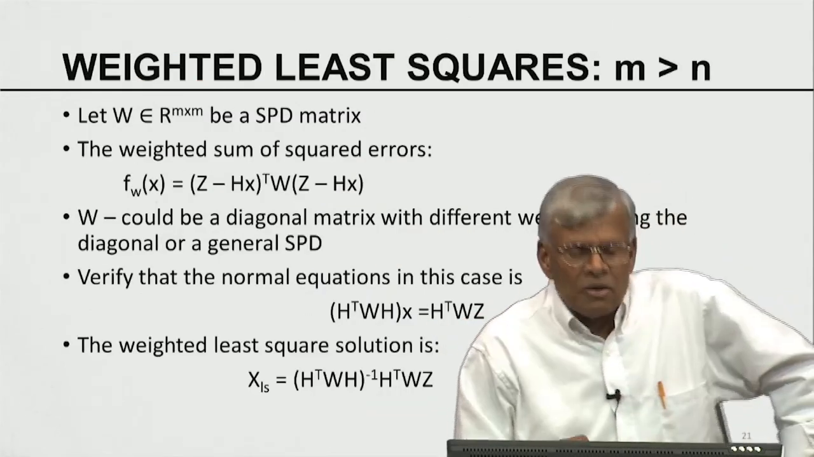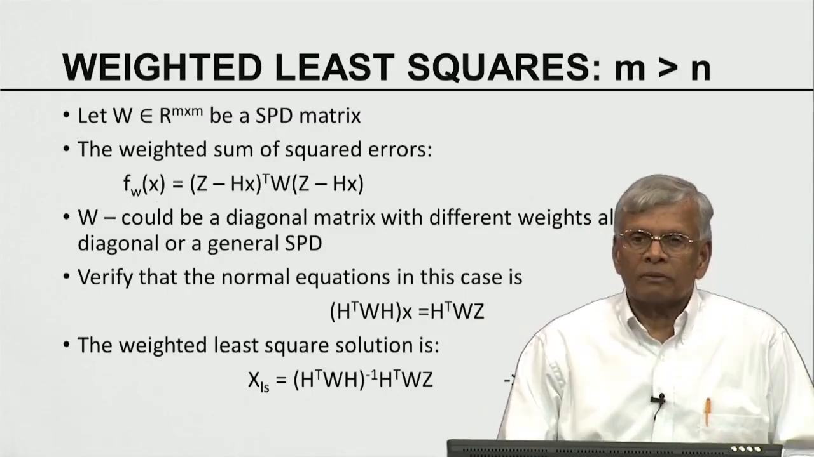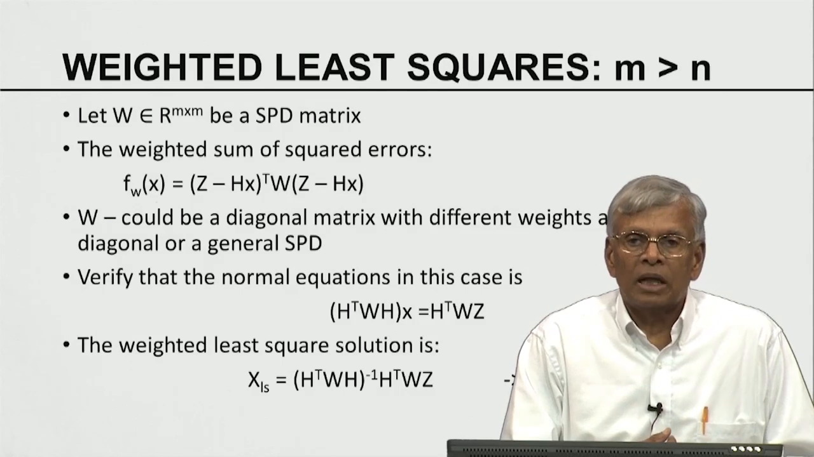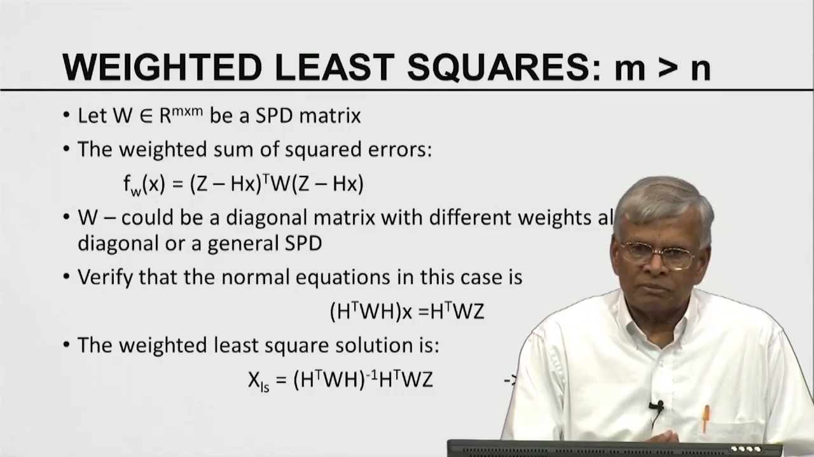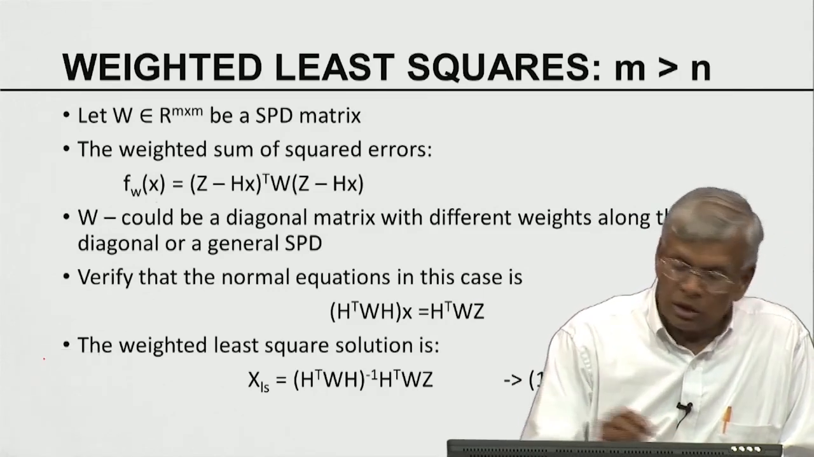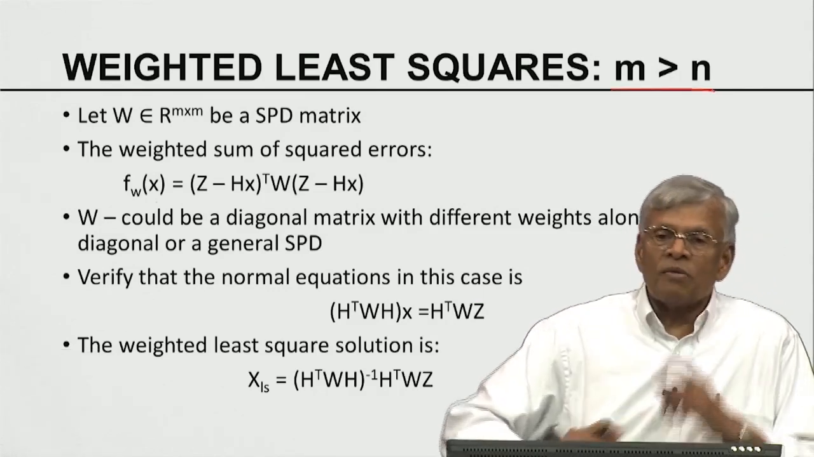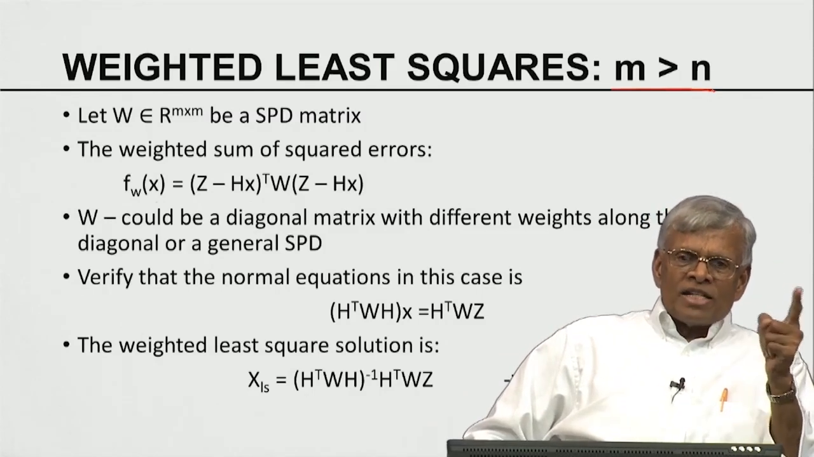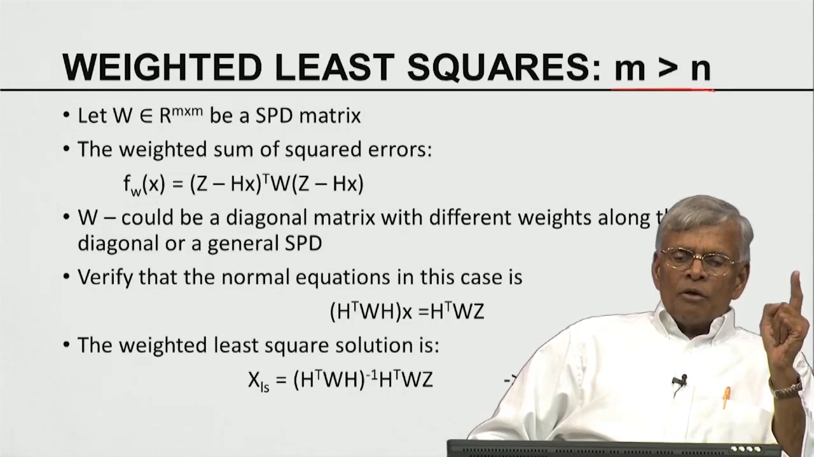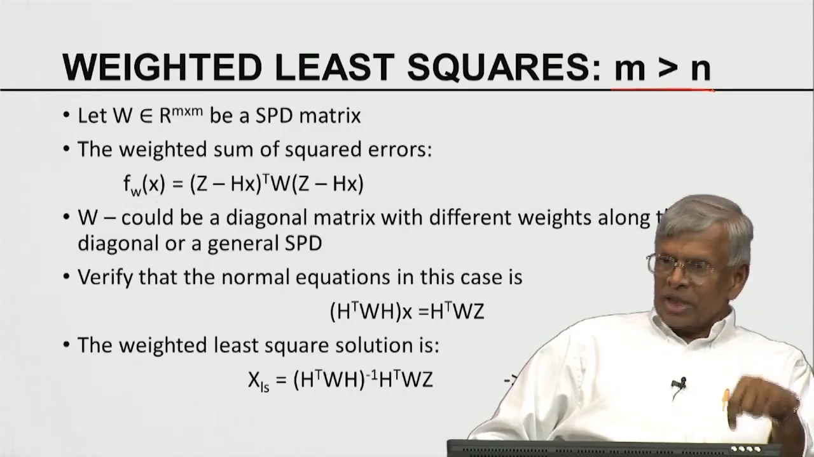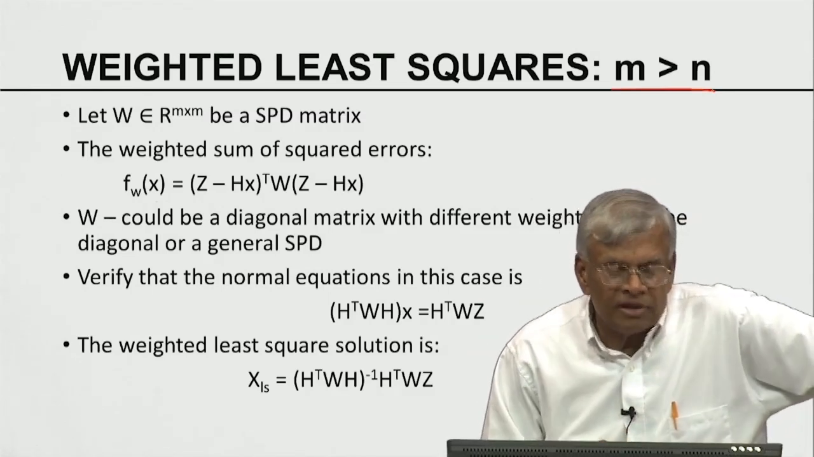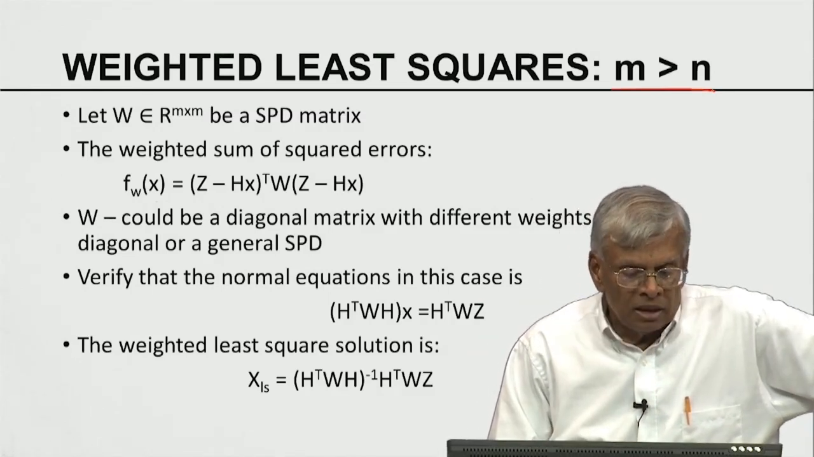So far we talked about unweighted least squares. Now I'm going to talk about the weighted version. I'm still going to be concerned with the overdetermined case. So overdetermined case, unweighted least squares is what we saw. Now overdetermined case, weighted least squares is what we are going to see. So let W be a symmetric positive definite matrix of size m by m.